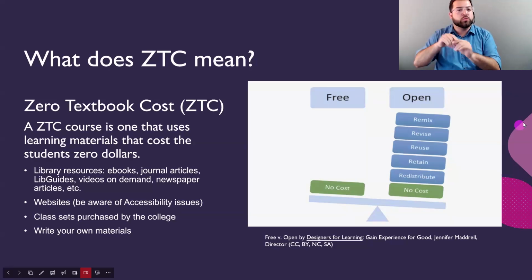Another type of ZTC is class sets. If you have a particular grant or some funding from the college, sometimes we're able to buy class sets of textbooks and materials. And then, of course, you can write your own. So you can see that getting to zero textbook cost, there are more ways than just using OER. And I'll give you an example.